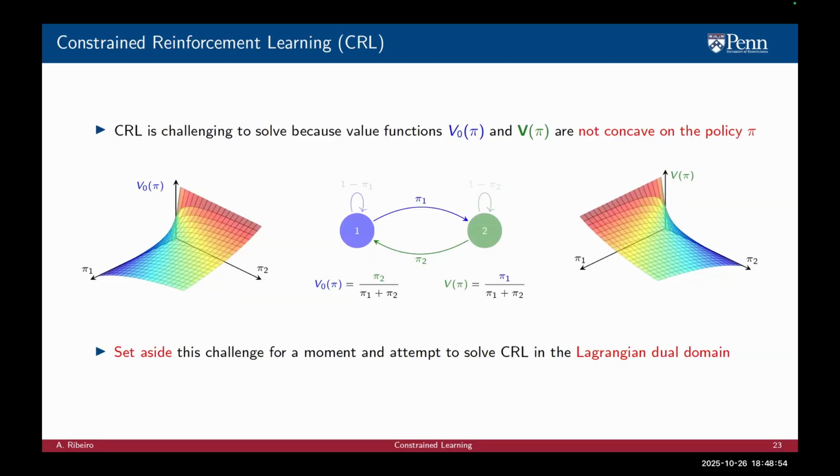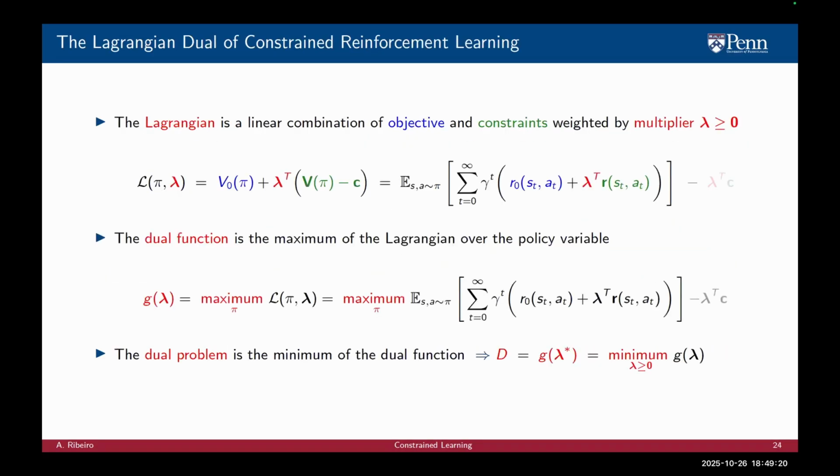Now, the first challenge that you will face in constrained reinforcement learning is that these value functions, B0 and B, are not convex. I am showing you a picture because there are some papers that claim that these value functions are convex. Those papers are wrong, and these figures tell you that. Being non-convex means that you cannot really move into the dual domain, but let's set this problem aside for a minute and move into the Lagrangian dual domain.